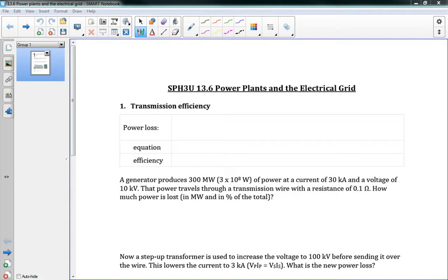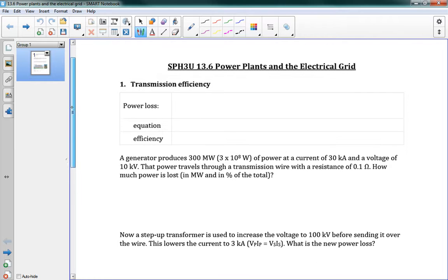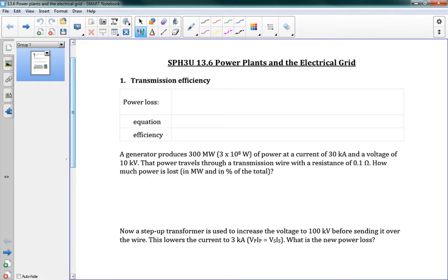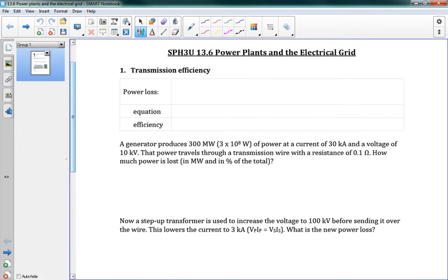Hello and welcome to 13.6 Power Plants and the Electrical Grid. This is our very last lesson of the entire course, so enjoy it. We've learned all sorts of things about how to induce electric current using magnets. Now, this very last piece is looking, on a larger scale, at how we do that and how we get electricity from a power plant to our homes.